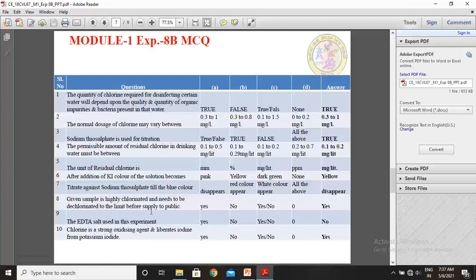Given sample is highly chlorinated and needs to be dechlorinated to the limit before supply to the public. Options: yes or no, or yes and no, or 0. Option is yes. Is the EDTA salt used in this experiment? Yes or no, or yes and no, or 0? Option is no. Chlorine is a strong oxidizing agent and liberates iodine from potassium iodide. Options: yes or no, or yes and no, or 0. Option is yes.